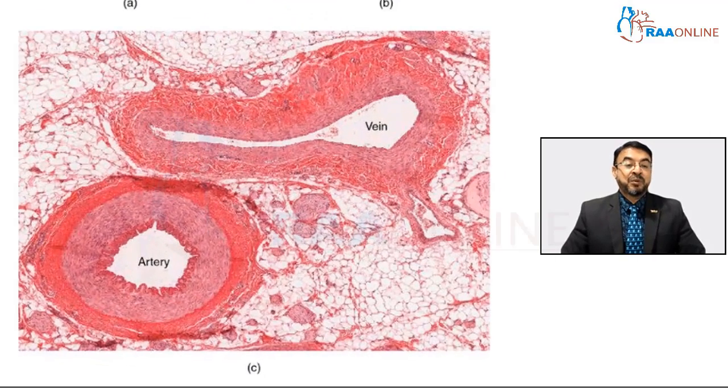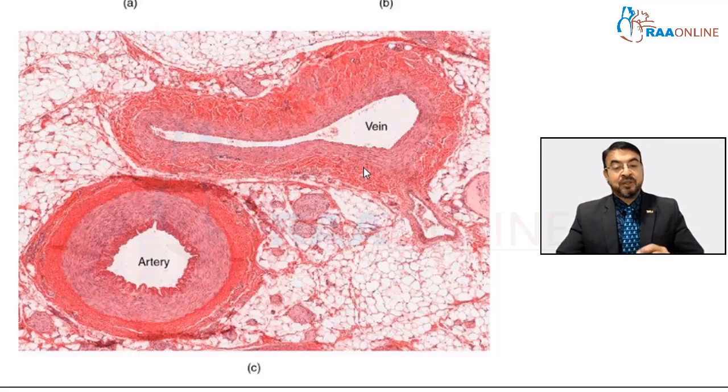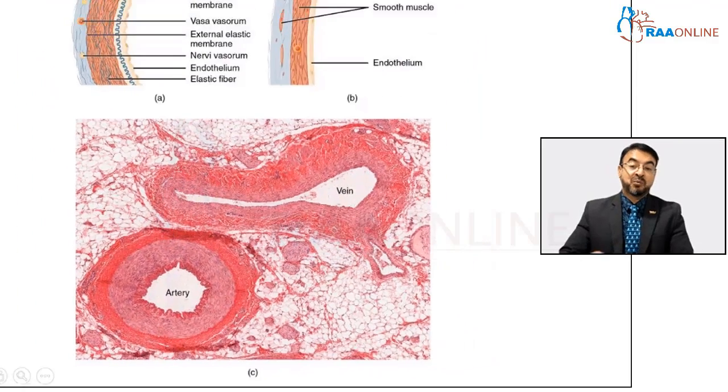Now, how do we differentiate between an artery and a vein? Usually, arteries are more round when compared to the vein, which is more flattened and narrow. But the walls are the same. You have a tunica externa, the outer layer in both, a tunica media, which is the middle muscular layer, and the tunica intima, which contains the endothelium. But the difference is in the vein, the tunica media is smaller in thickness because there is less muscle when compared to the artery, where there is more muscle.